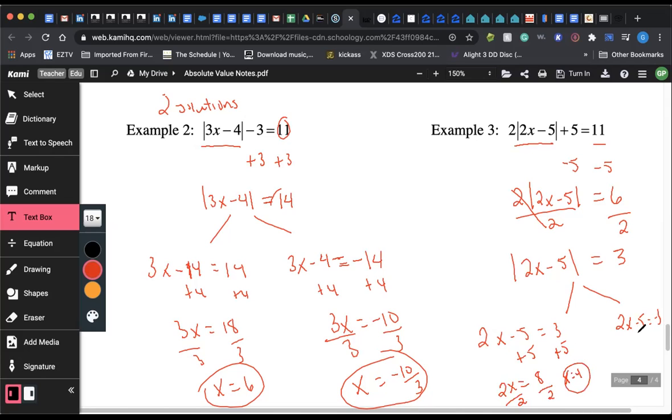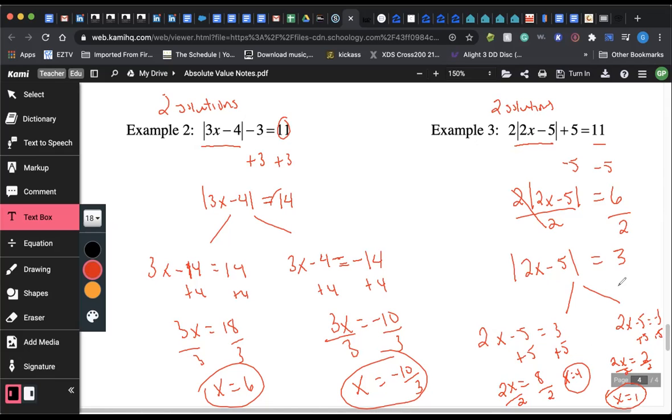That's one answer. Add 5 to both sides over here. I get 2x is equal to 2. Divide by 2. All right, so those are my 2 solutions for example number 3. Okay, x equals 4 and x equals 1.